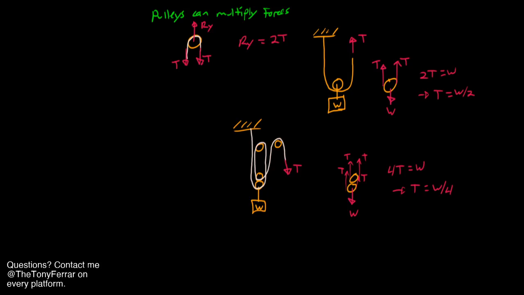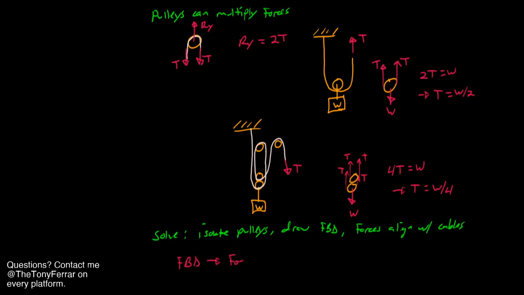So, how do we solve pulley systems? Anytime you see them, all we need to do is isolate the pulleys and draw the free body diagram. And remember, the forces always align with the cables. And then we get to follow the same solution strategy we've been using the whole time. Free body diagram, then we write our force balances, then we solve the geometry, and lastly, we work out the algebra to find the thing that we're actually after.